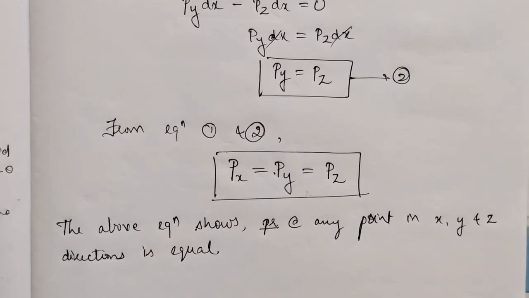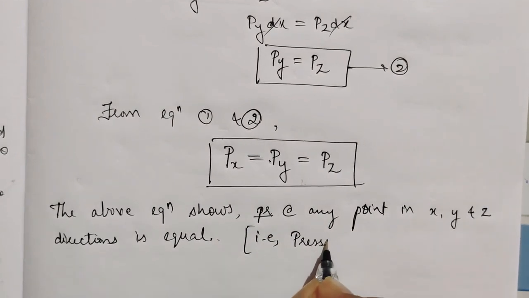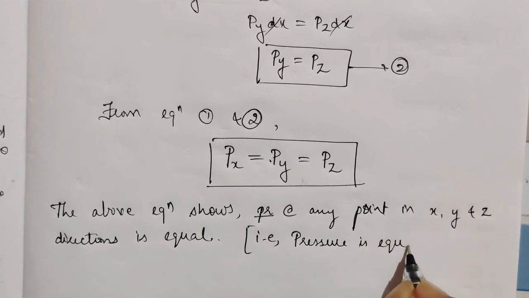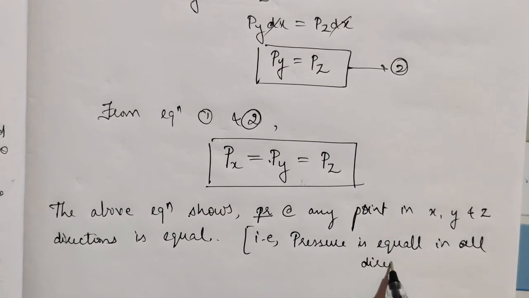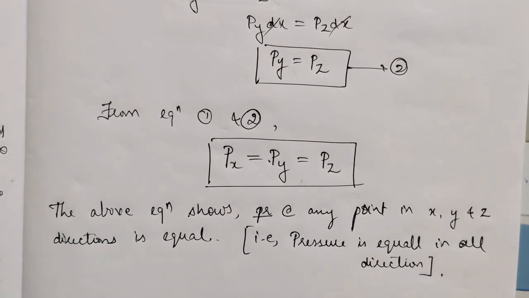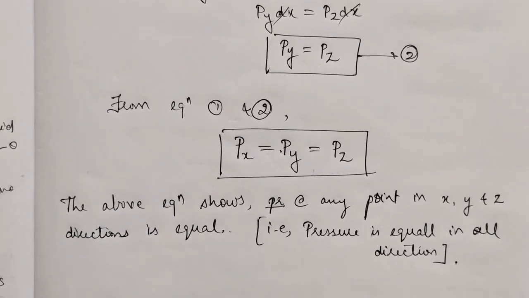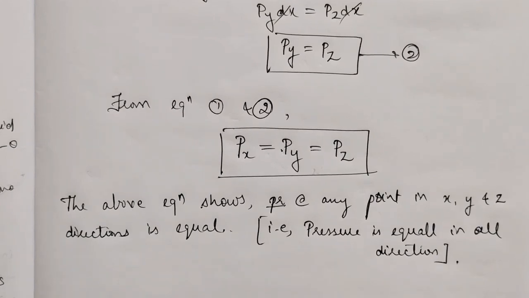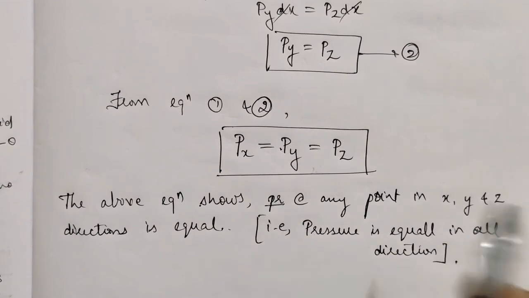What we wanted to prove, we wanted to prove this only: that pressure is equal in all directions in the liquid. So this was about Pascal's law. I went very slowly so that you could understand. So I proved that the pressure at a point in a liquid is equal in all the directions.